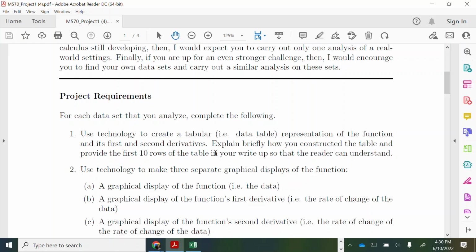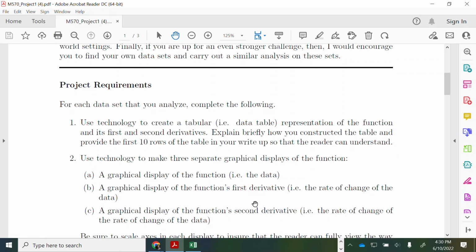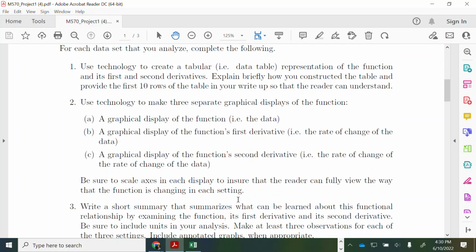And then go ahead and make three different graphical displays: a display of the function, a display of its first derivative, and a display of its second derivative. Be sure to scale your axes in each display to ensure the reader can fully view the way that the function is changing in each setting.